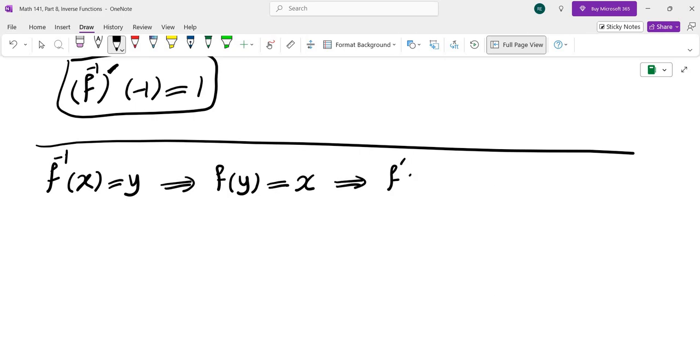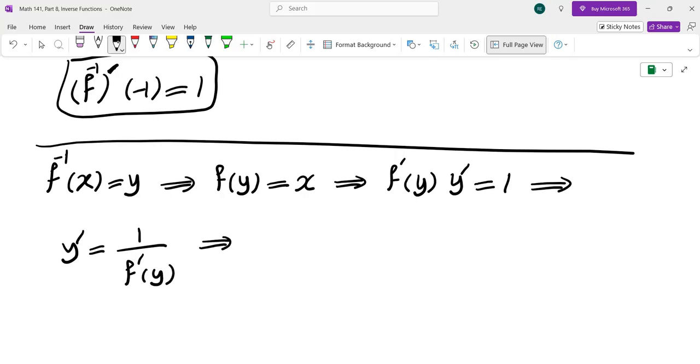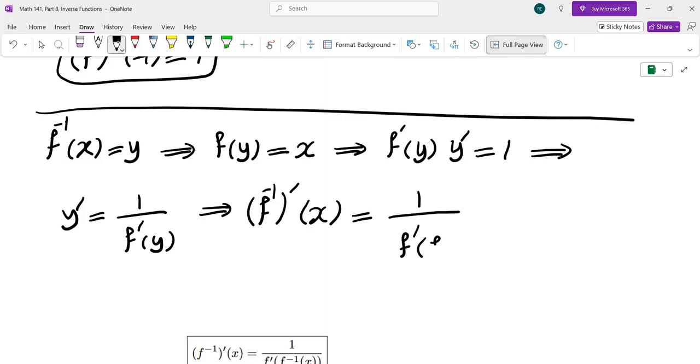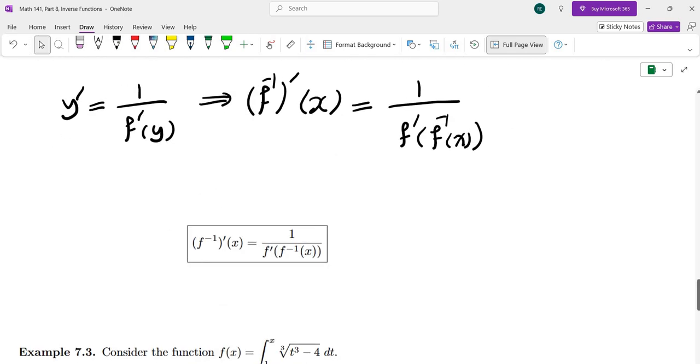Then we're going to take the derivative of both sides. We get f prime of y times y prime. This is again the idea of implicit differentiation. On the right we have 1. So we get y prime is equal to 1 over f prime of y. Now all we're going to do is replace y by f inverse of x. So the derivative of f inverse at x is 1 over f prime of f inverse of x. And that is the formula that I have put in the box.